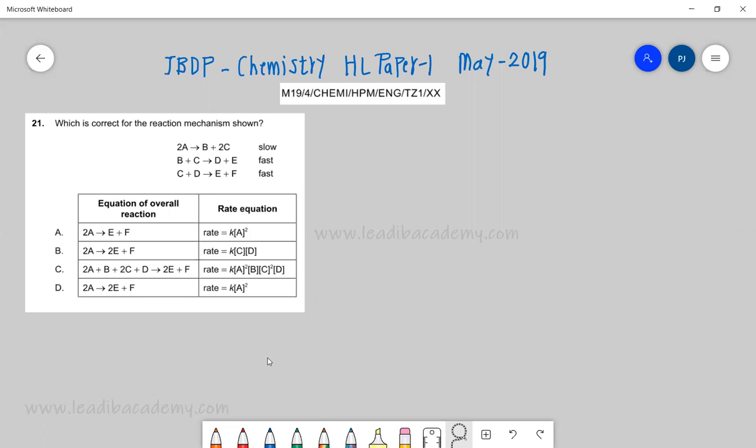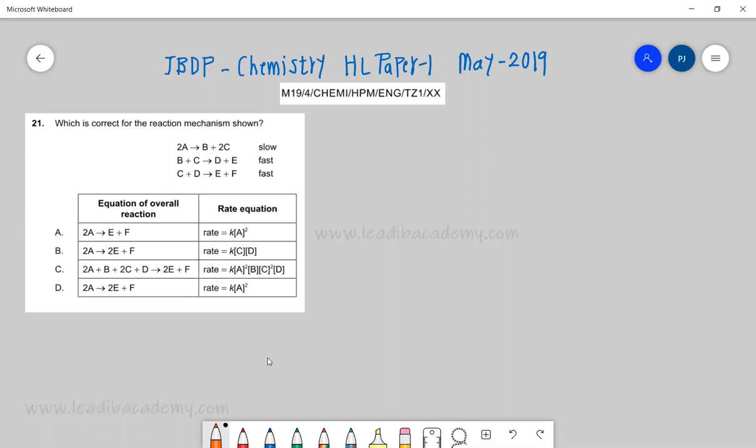So let's begin our story. We are looking into question number 21. What is being asked? Simple. Which is correct for the reaction mechanism shown? We have been given these three reactions: 2A giving B plus 2C, B plus C giving D plus E, and C plus D giving E plus F. And they are asking for the overall reaction.